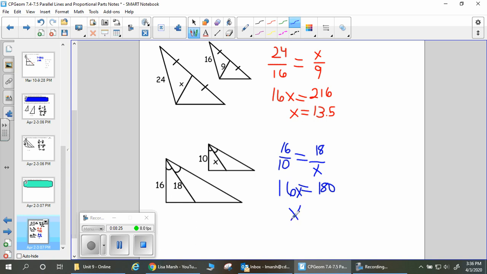Divide both sides by 16. This time you're going to get an 11.25. You could keep that as 11.25, or you could round it to an 11.3. Both would be accurate.